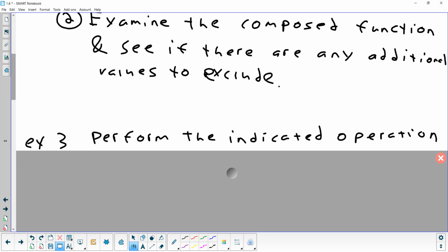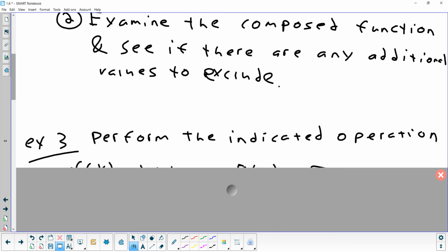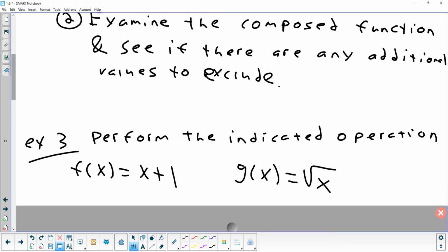All right, so I'm going to give you guys two functions. We're going to compose them together and see if we can figure out the domain of the composition. And remember, domain is the values you are allowed to plug in for the x variable. So here's f of x, x plus 1. And g of x is the square root of x.